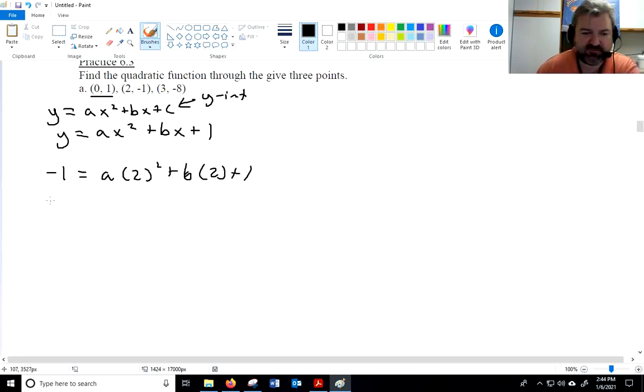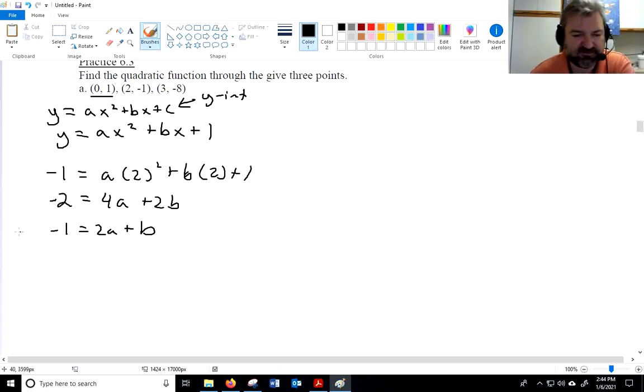I'll subtract that 1 over, making this a -2, and then that's 2 squared is 4, which I'll write in front of the a, plus 2b. I'll then divide through by 2, because I can. It makes the problems a little smaller. I might need to multiply by 2 again later, but that's okay. So 1 down, 1 to go.